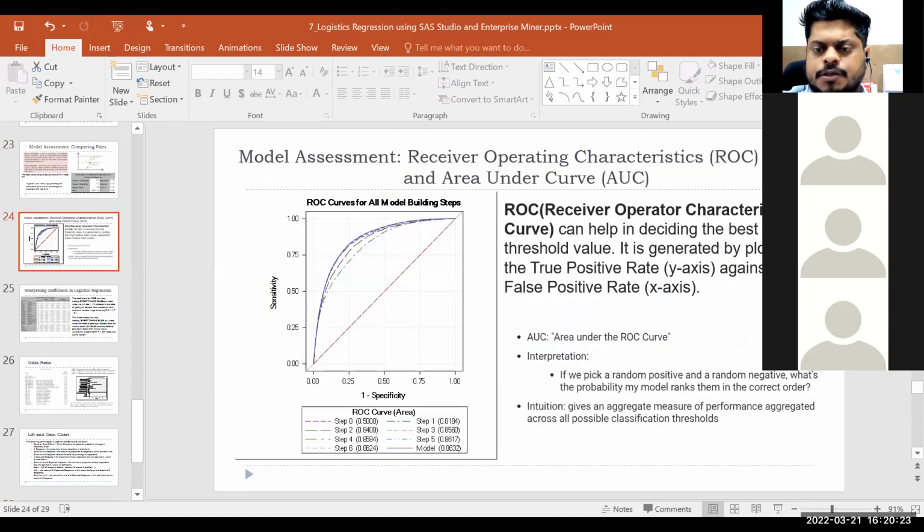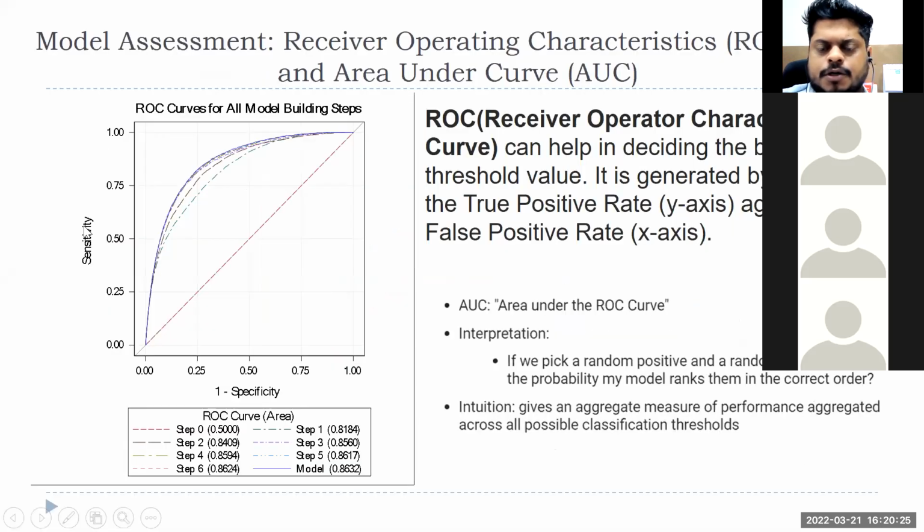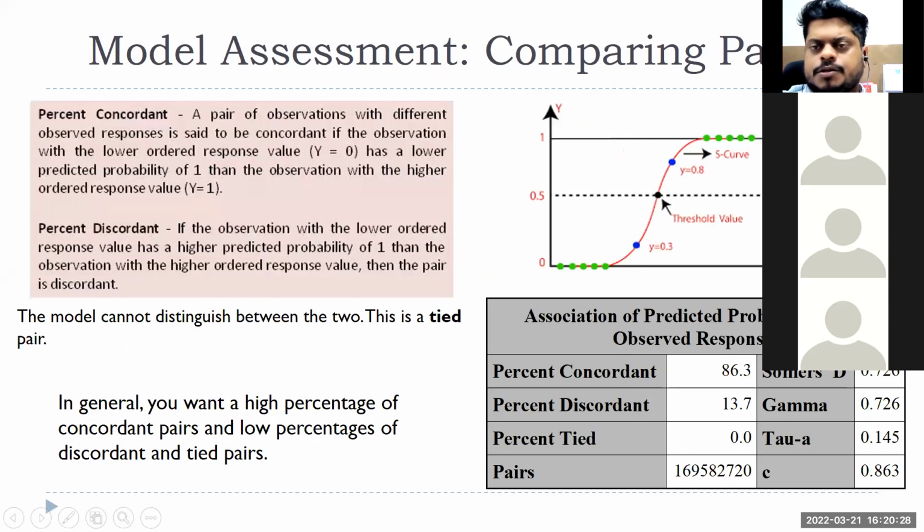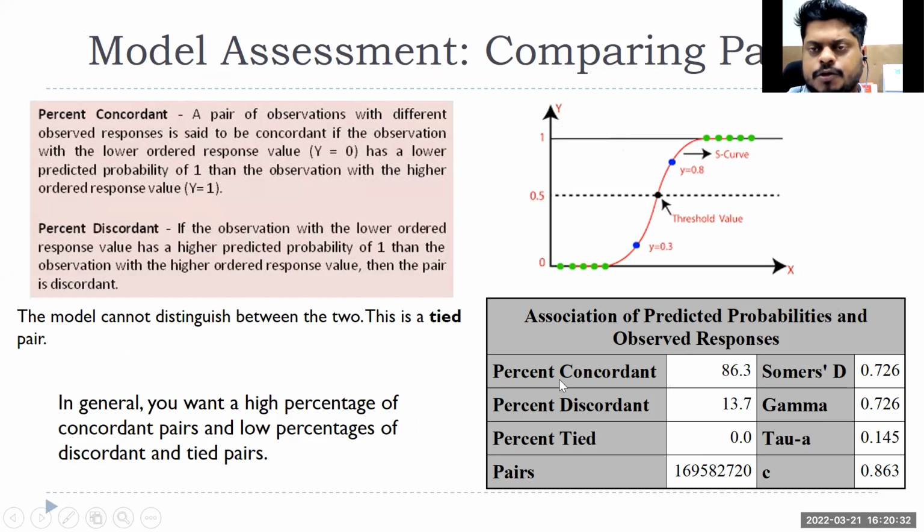So last class we were discussing concordant pairs and discordant pairs, right? Concordant pairs means, just imagine the scenario. We'll take a simple example. Let's say I have a data set of 100 emails. Out of that, 80 are regular emails and 20 are, let's say, spam, right?